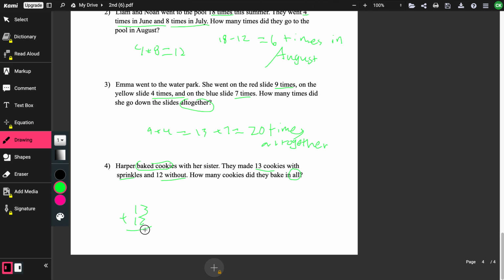So let's do it like that. 3 plus 2, that's 5. 1 plus 1, that's 2. So how many cookies did they bake in all? 25 cookies baked in all. So I'm going to write it in full. So there you go. And there you have it. That's how you do these.